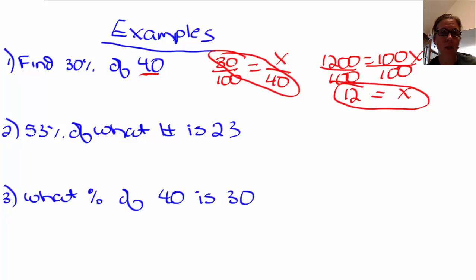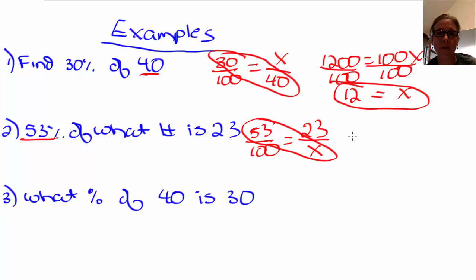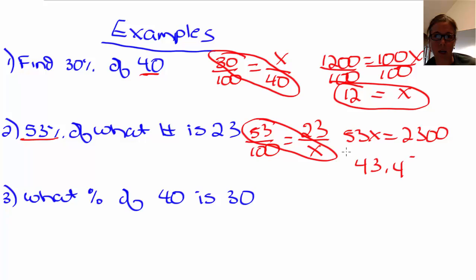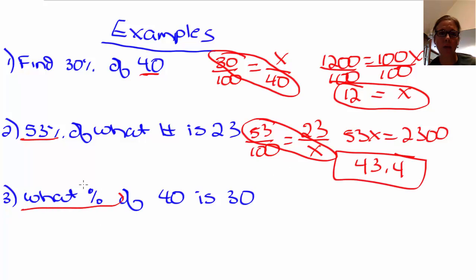Okay, so on this one, again, we're given the percent. So 53 over 100 equals of what number? So we don't know the whole. The is 23. So 53x equals 2300, and we're going to divide and get 43.4 equals x.